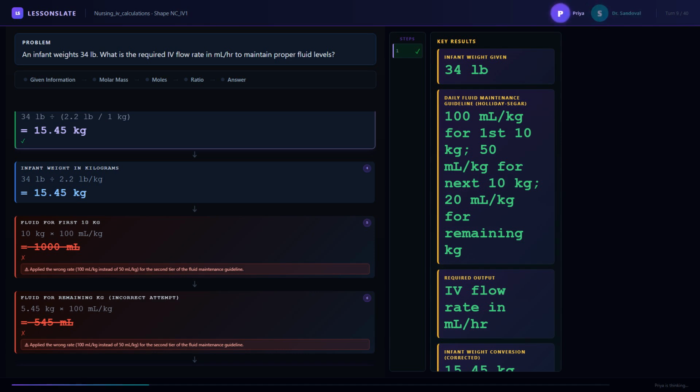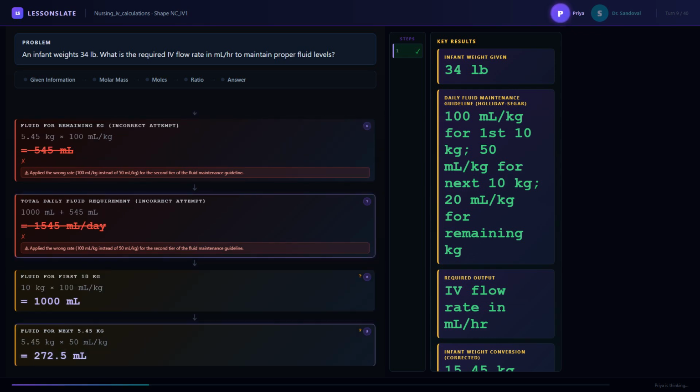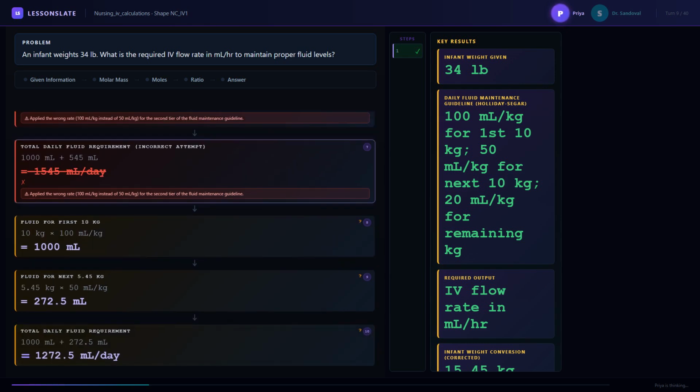Oh, I see my mistake. I completely missed that the rate changes for the next portion of weight. So, for the first 10 kilograms, it's 100 milliliters per kilogram, which is 1,000 milliliters. Then for the remaining 5.45 kilograms, I should use 50 milliliters per kilogram. So 5.45 kilograms multiplied by 50 milliliters per kilogram is 272.5 milliliters. Adding those, the total daily fluid would be 1,000 milliliters plus 272.5 milliliters, which is 1,272.5 milliliters per day. Is that correct this time?